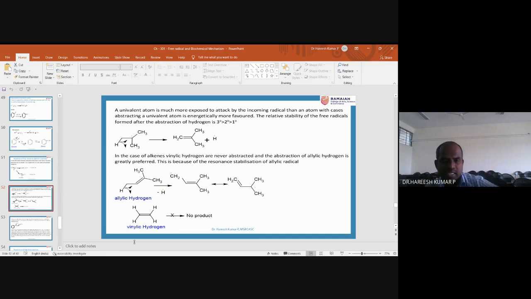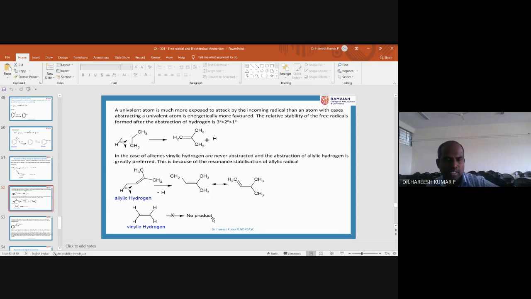And what is the another thing? This CH bond is called vinylic hydrogen. The homolytic cleavage of vinylic hydrogen is not possible. Because of that, no product formation. So what it means? It means that allylic hydrogen can be cleaved in a homolytic fashion, whereas vinylic hydrogen is not possible to cleave in a homolytic fashion. That's what you need to take from this slide.